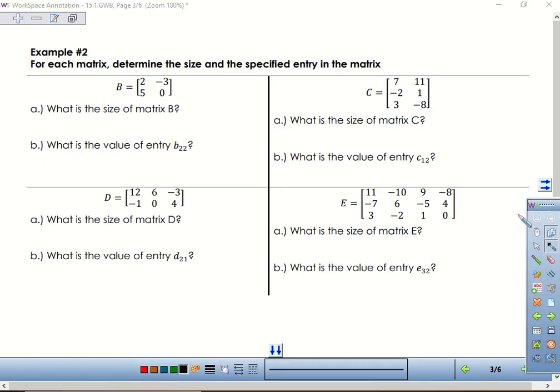So for each matrix, we are going to determine the size and the specified entry in the matrix, okay? So for matrix B, what is the size of the matrix? How many rows are there? 2. And how many columns? Good. What is the value of b22? 0, because it's in the second row, second column. You see that position? All right. The next one. What is the size of the matrix for the next one? 3 by 2. Yep.